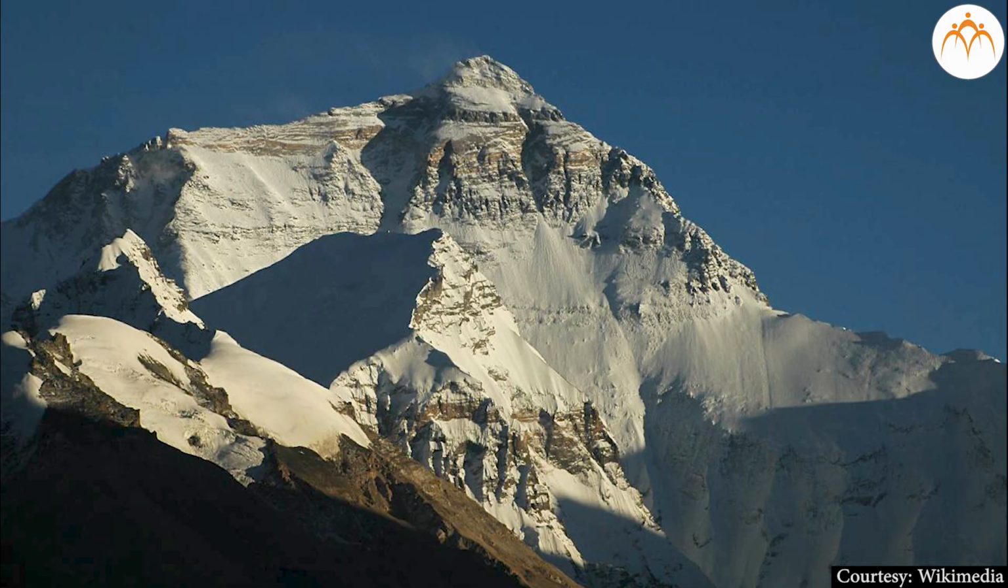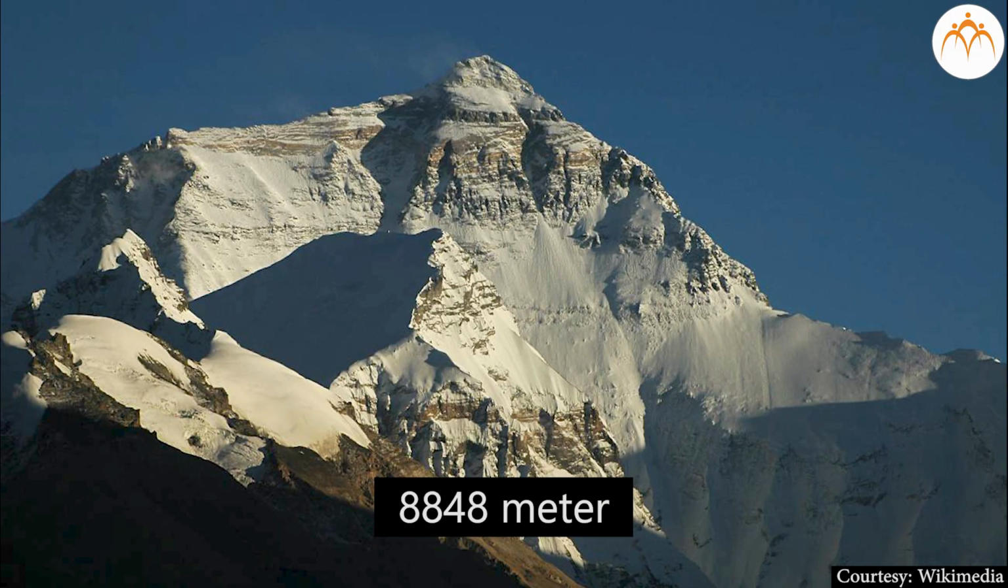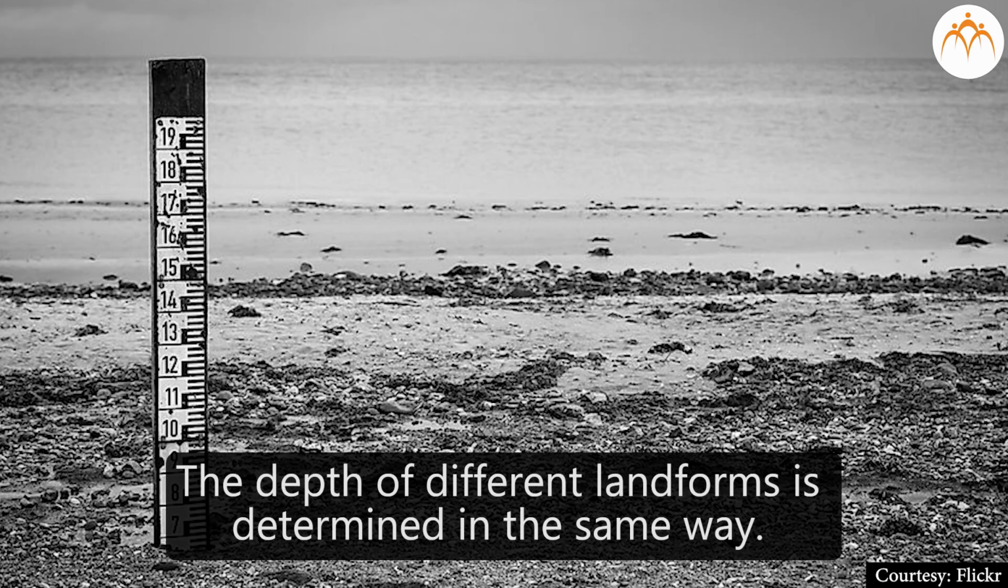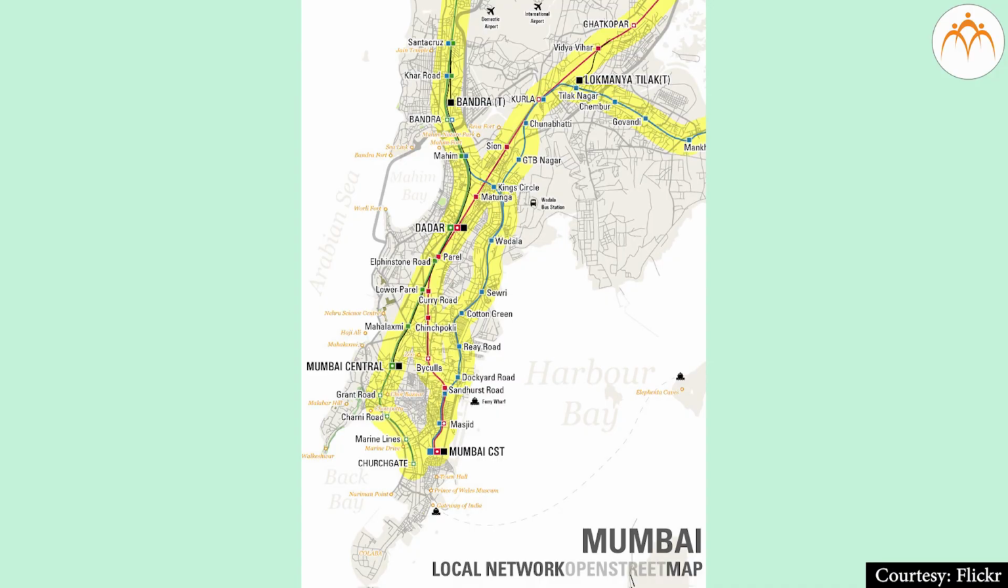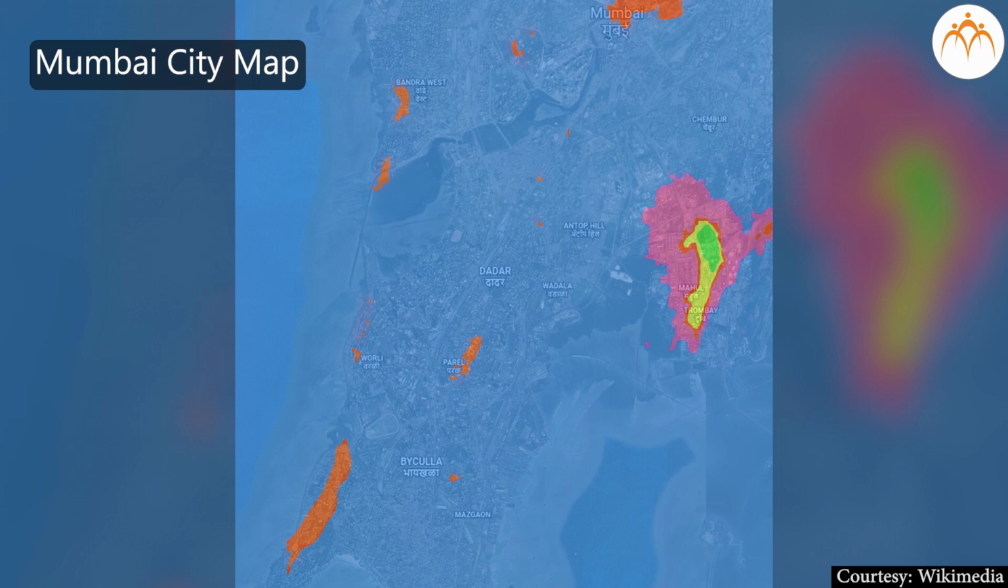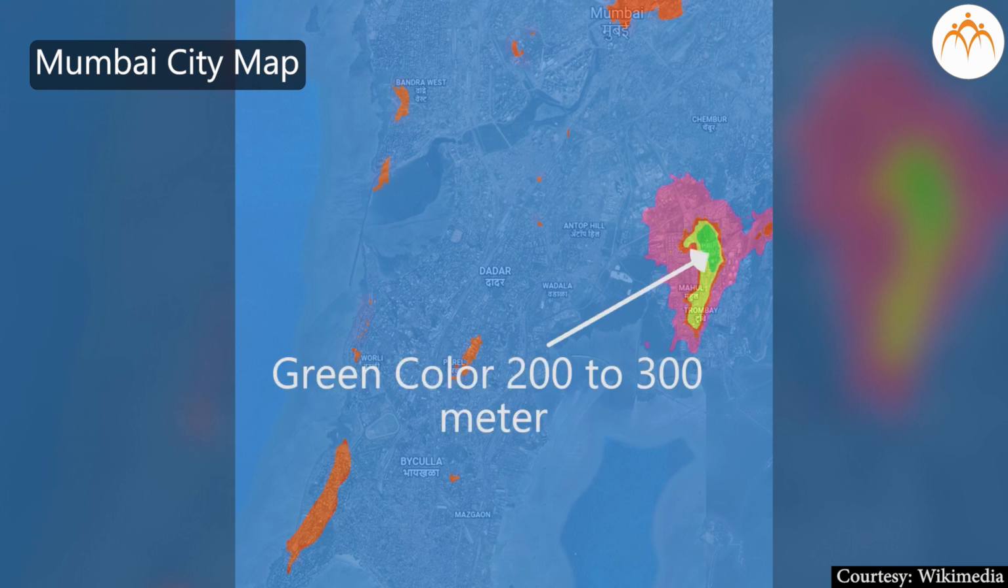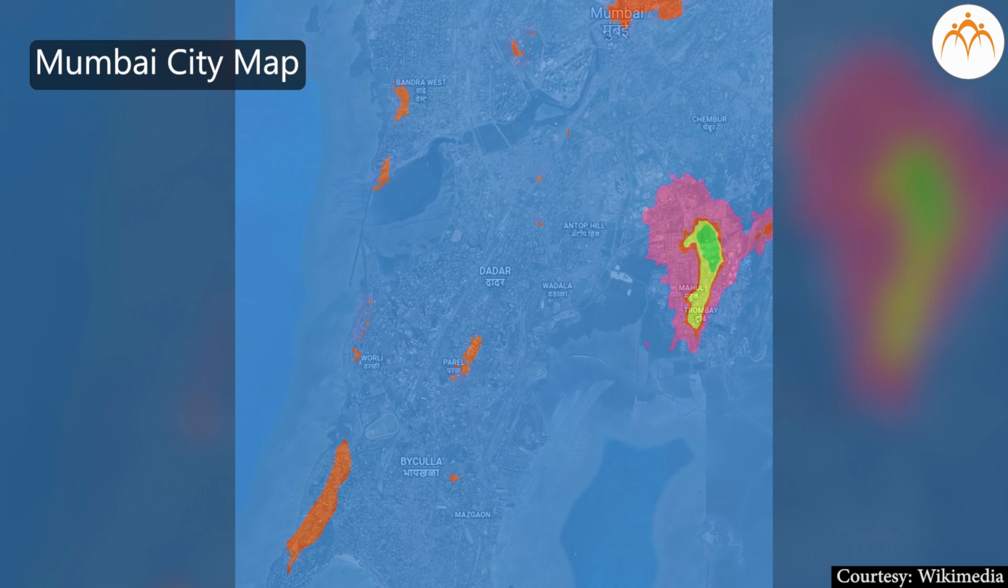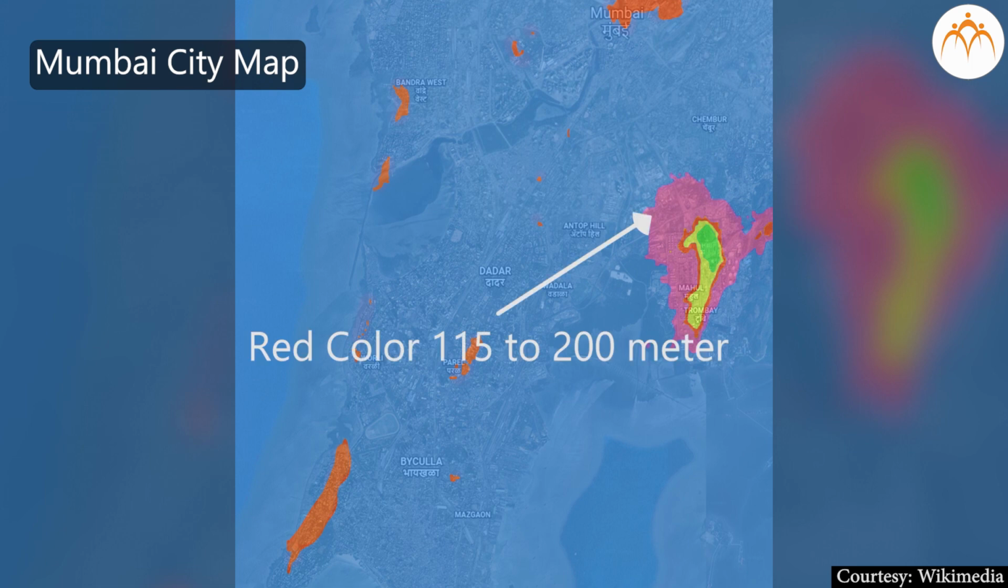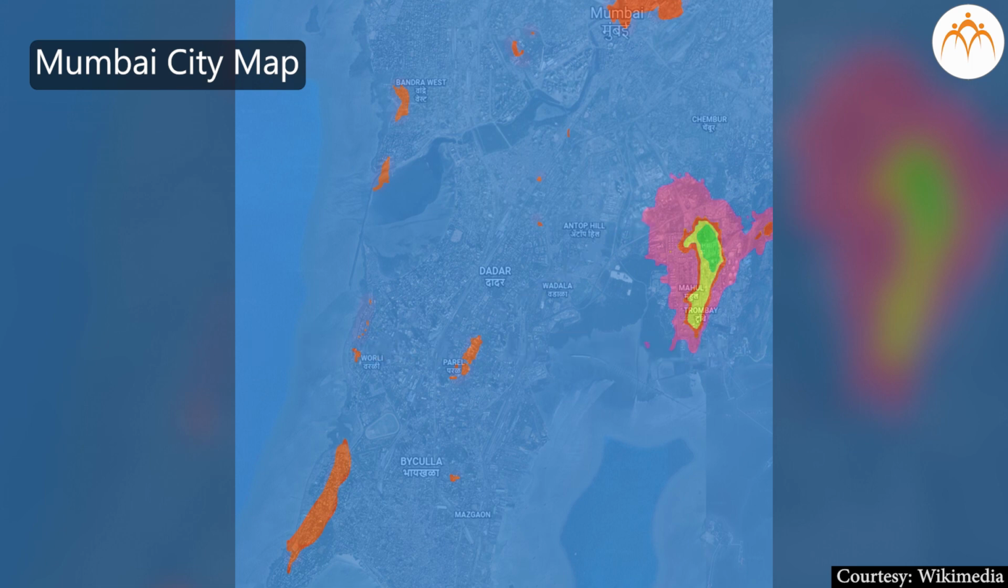The height of Mount Everest is 8,848 meters. The depth of different landforms is determined in the same way. This is a map of Mumbai city. The green color in the map denotes height of 200 to 300 meters. Red color is 115 to 200 meters and blue color shows height of 35 meters.